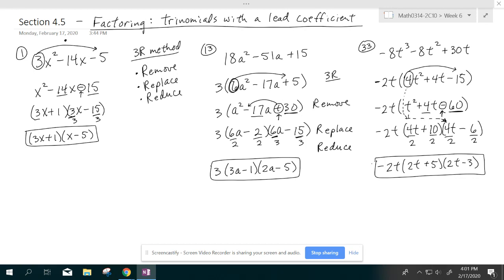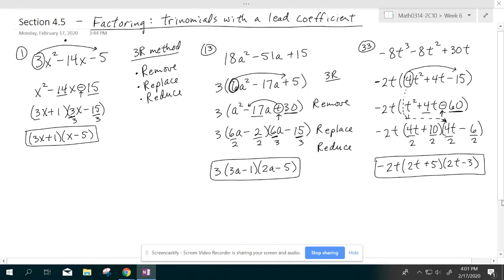Man, this is fun stuff. Doing the 3R method. I don't know if y'all remember doing this in public school, but they teach the technique called guess and check, where you have to guess what you think it is, and then you have to FOIL it to see if you're right. Yeah, that technique sucks.